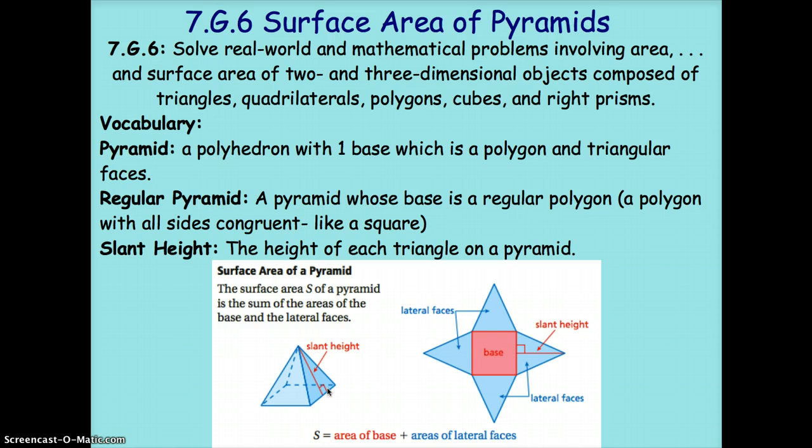Okay, and then we can take a look at our pyramid that we have. Notice I've drawn a net as well. We still have that slant height in red when it's flattened out, and notice that is the height of this triangle. So that's what you're going to use to find the height.